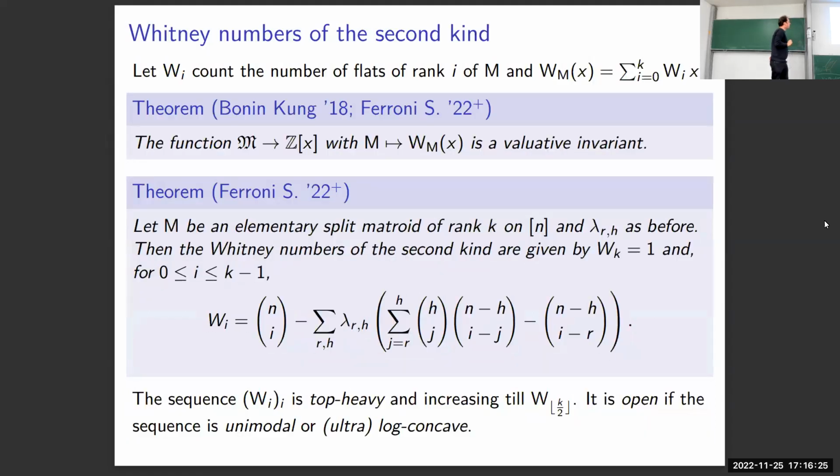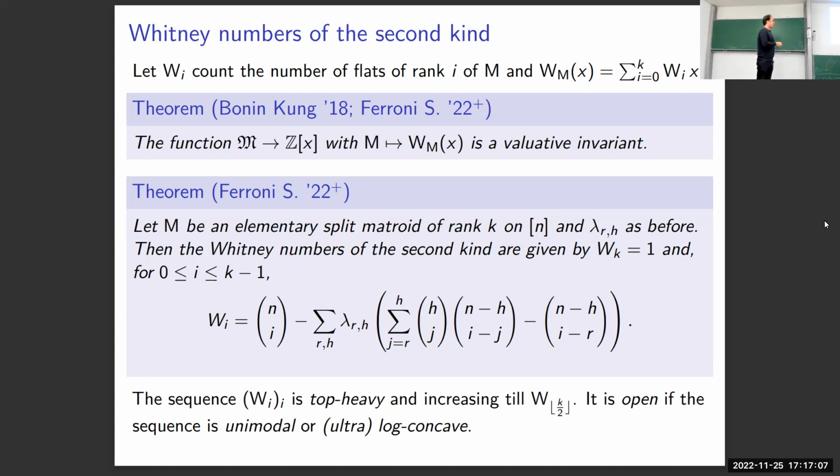Let me just tell you that the Whitney numbers of the second kind, which count the number of flats given by their ranks, are another valuative invariant. With our techniques, you can even get the formula. I think last year or two years ago, June Huh and co-authors proved that the first half of the coefficients is increasing, and they are top heavy, meaning that W_i is smaller than W_{k-i} for i between 0 and k/2.